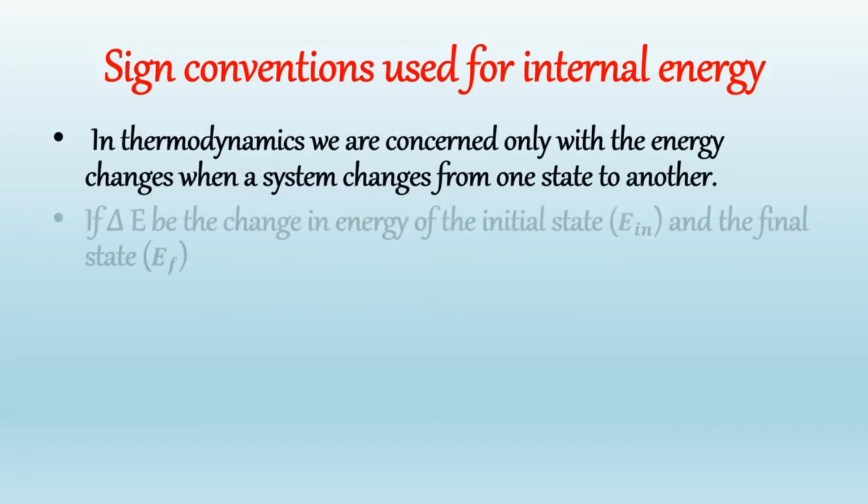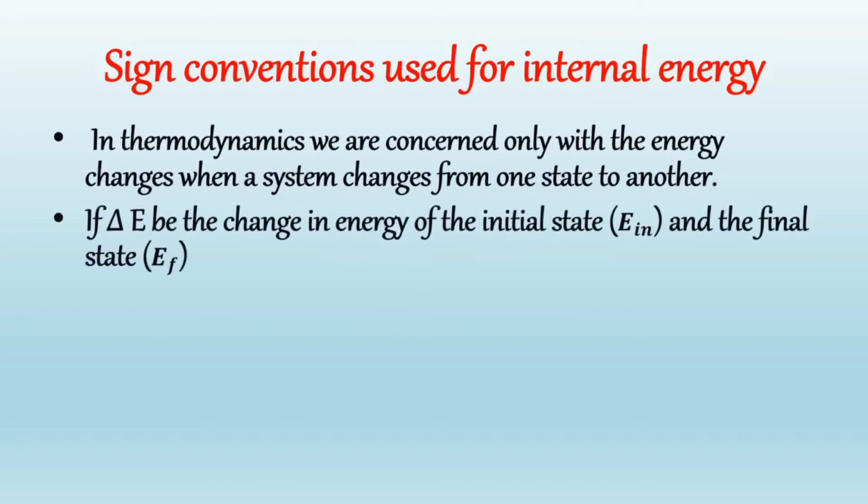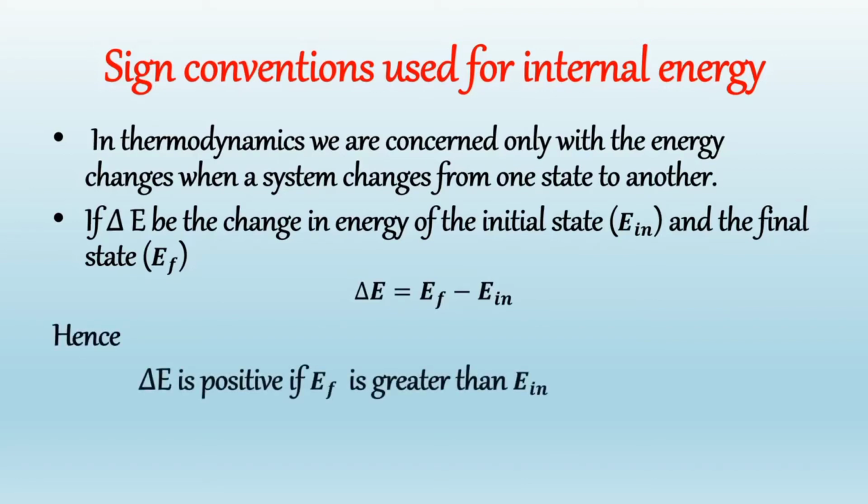Hence, if delta E is the change in energy, and Ei is the energy of the initial state, and Ef is the energy at the final state, so we can write delta E is equal to Ef minus Ei. So delta E is positive if Ef is greater than Ei, and delta E is negative if Ef is less than Ei.